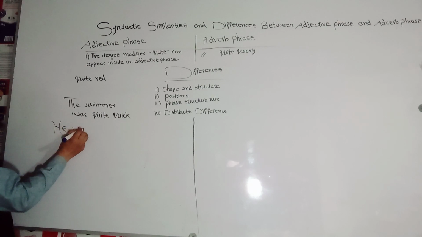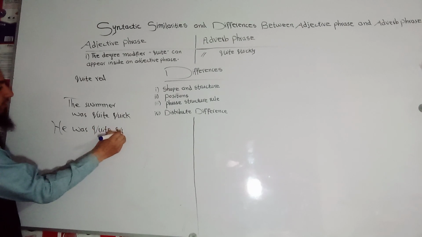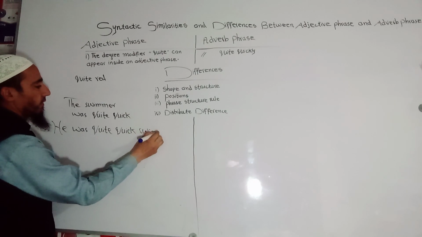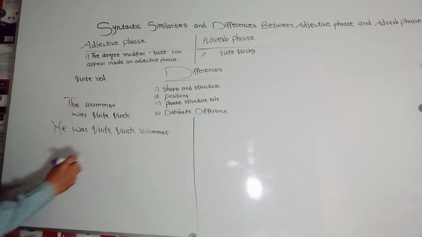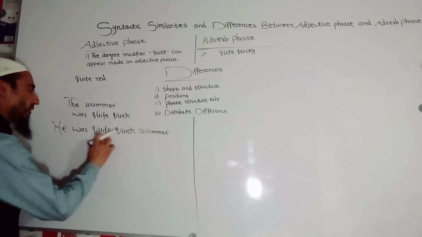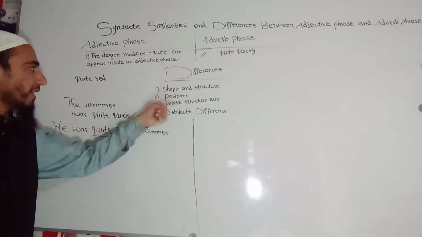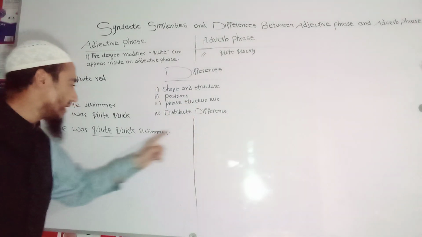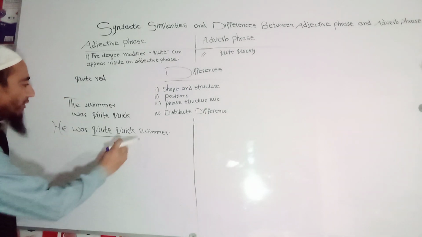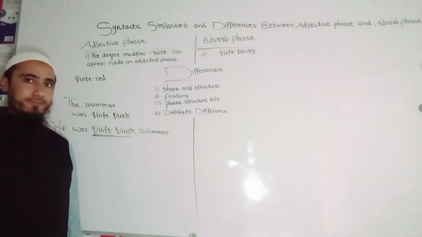Another example is: he was a quite quick swimmer. Listeners and audience, here you see that "quite quick" is an adjective phrase, and according to the phrase structure rule for a noun phrase, that adjective phrase can be found inside a noun phrase. So here you see it is found inside a noun phrase.